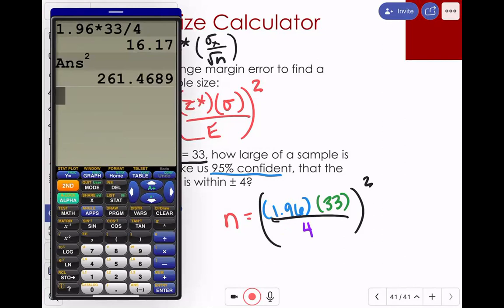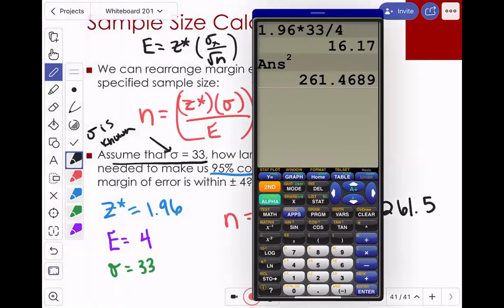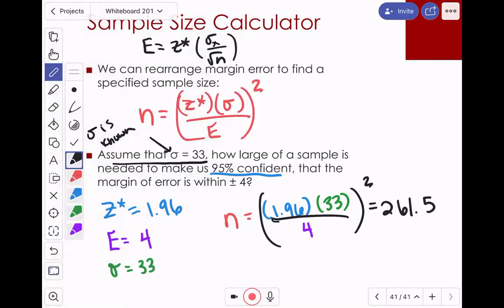Make sure you have a regular calculator, by the way. You don't have to use Excel for everything. This is easy to use a regular calculator with. So I get this equal to 261.5 people. What's wrong with that 261.5 people though? You can't have half a person, so what should we do?